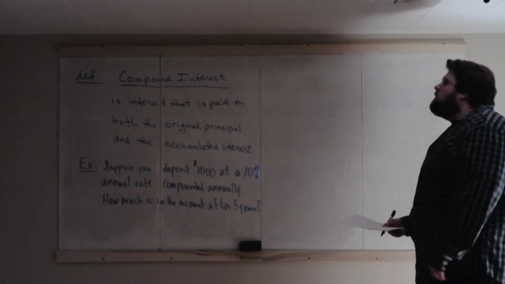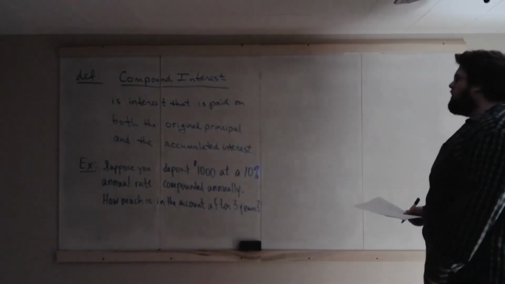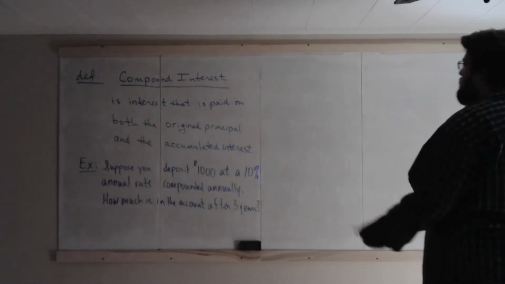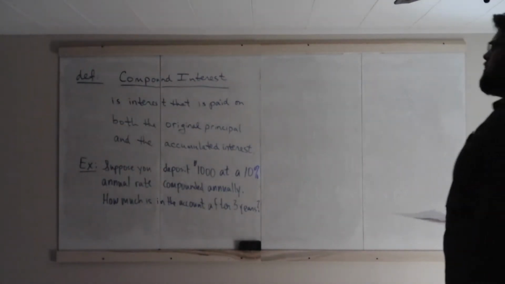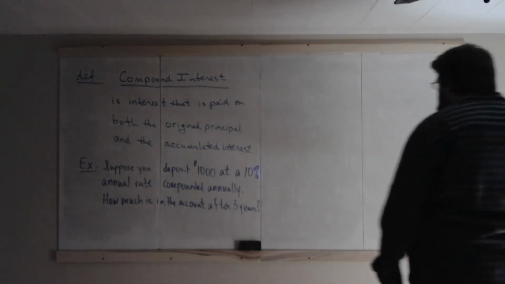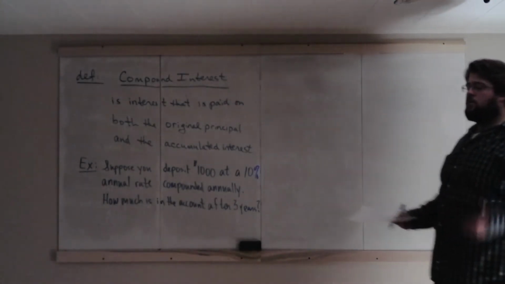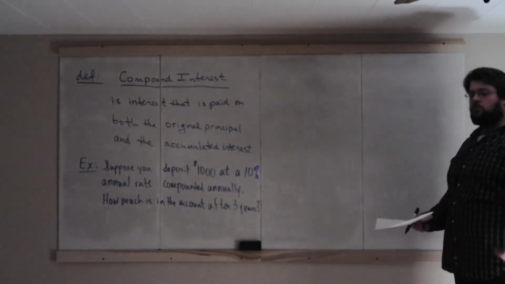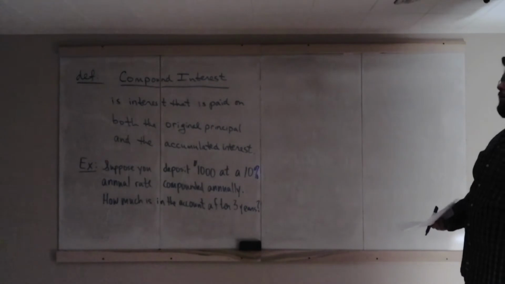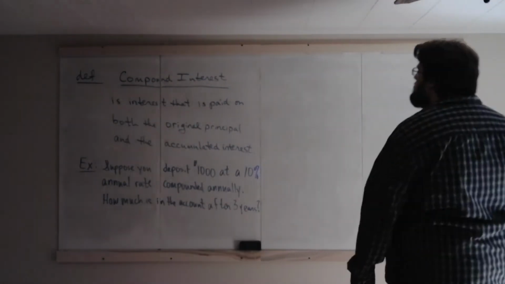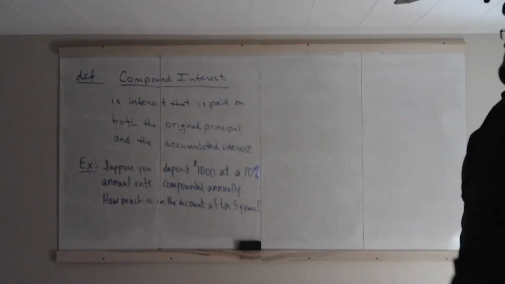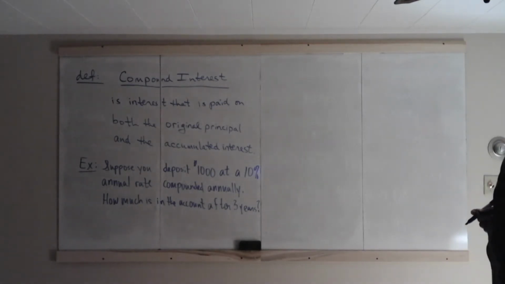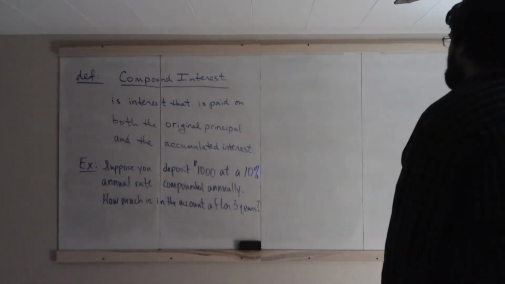Compound interest is interest that is paid on both the original principal and the accumulated interest. Now, this interest could compound after many different time intervals, and we'll do some examples describing what I mean by that. So this first one, suppose you deposit $1,000 at a 10% annual rate compounded annually. How much is in the account after 3 years?